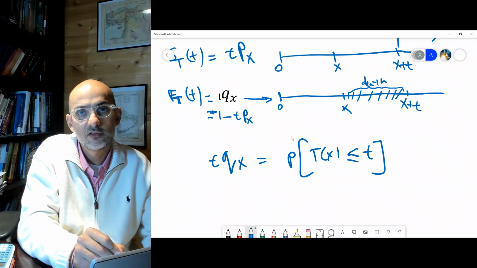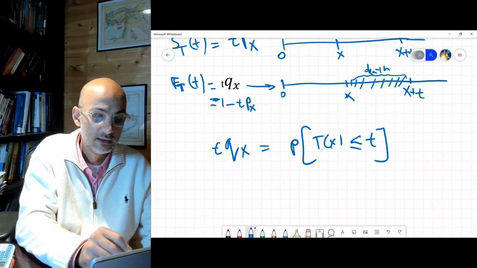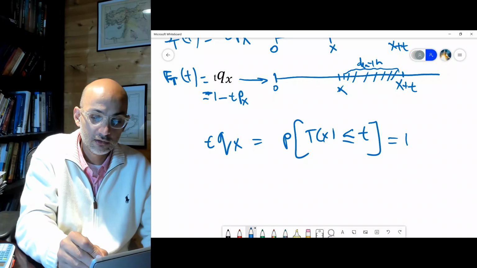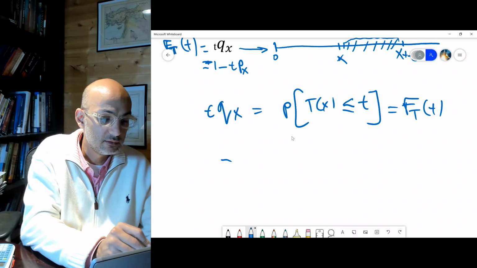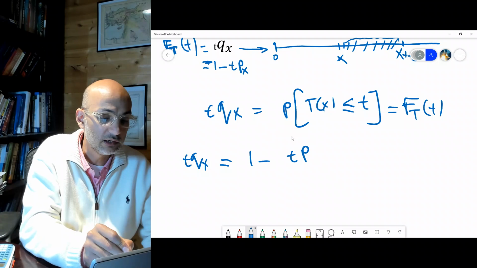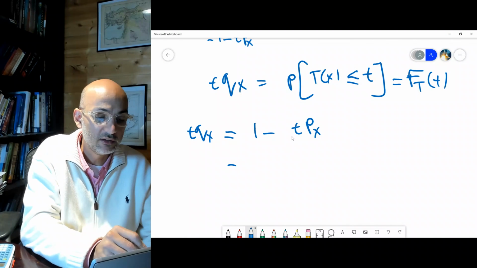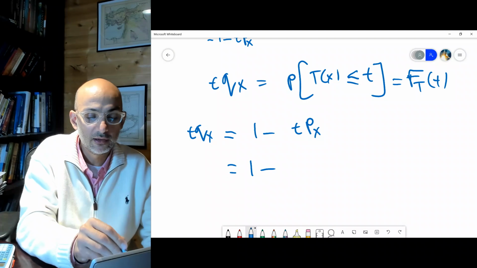Remember, T of x is the remaining lifetime until death for a person who reached the age x. Because we know the person reached the age of x, it's the probability that death comes before t, and we denote its density f of T of t, not f of x of x. But what's the beauty about it: TQX is 1 minus TPX. And we know what TPX is, we already talked about it.